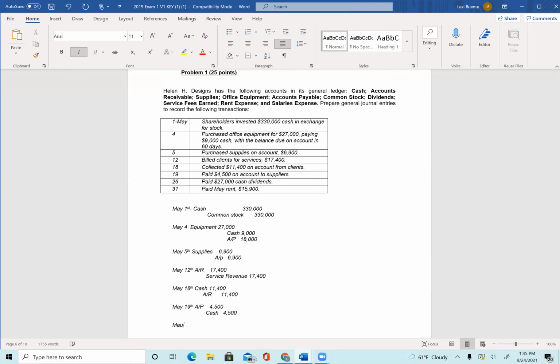And then May 26th, paid $27,000 cash dividends. So since we're declaring the dividends, we're going to debit dividends. And since we paid in cash, we're going to credit cash.